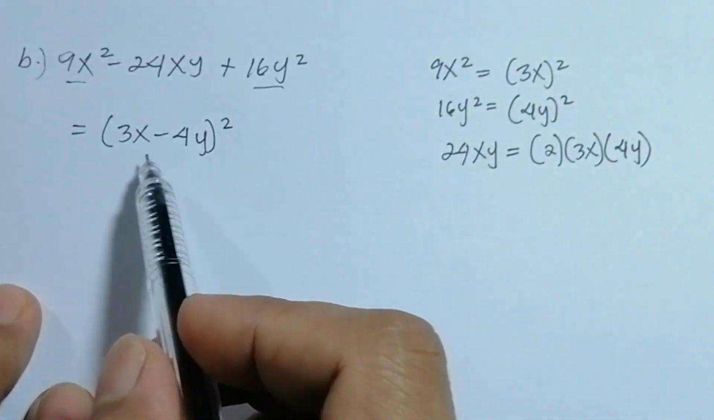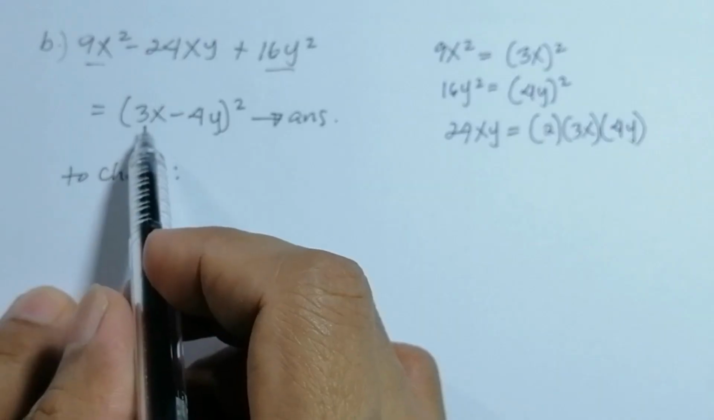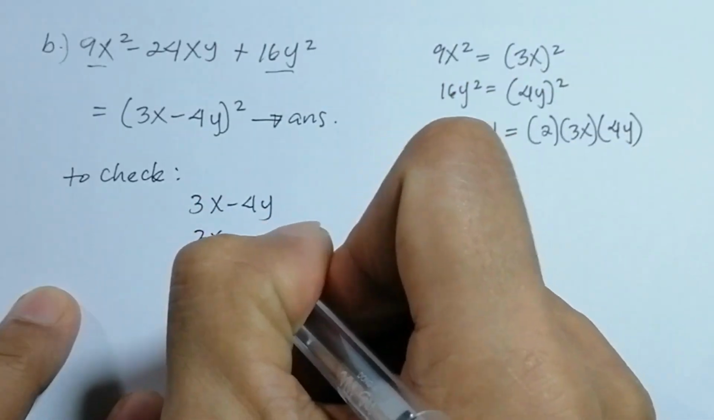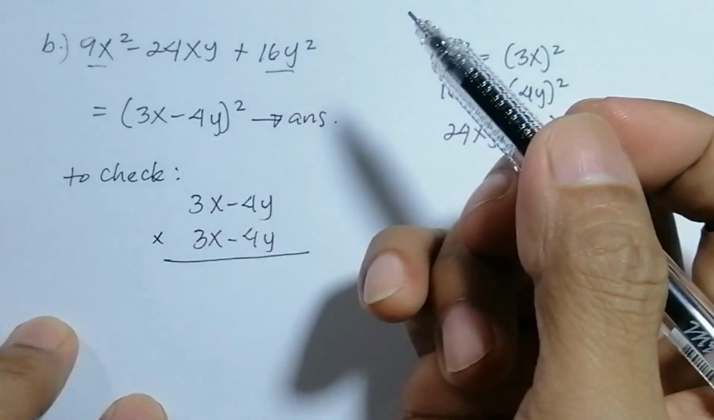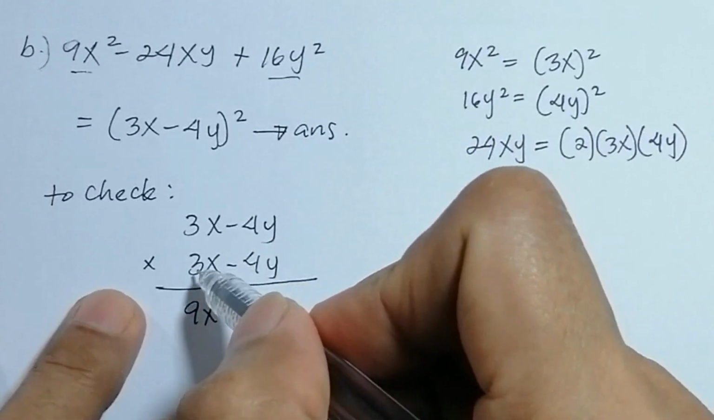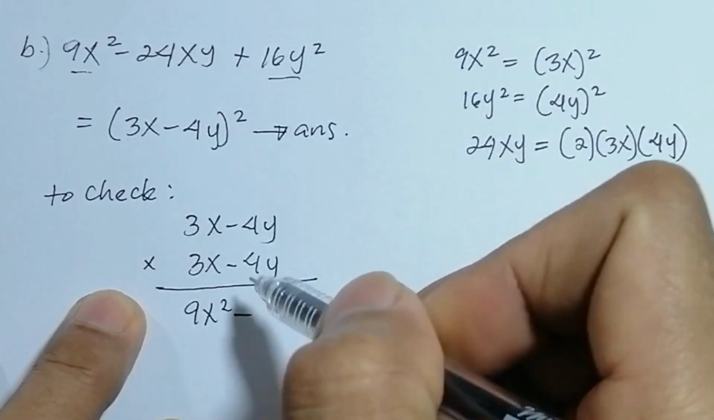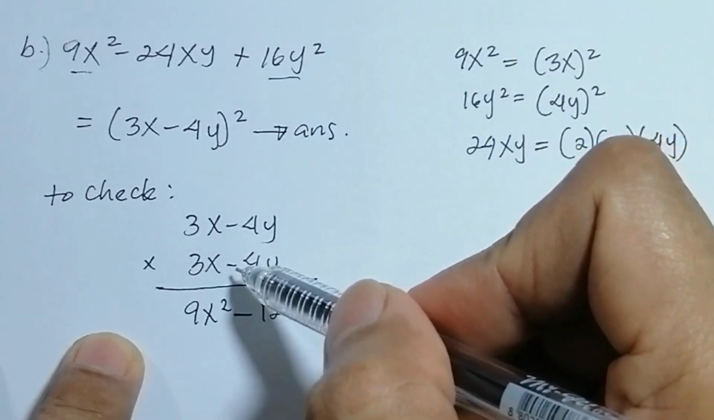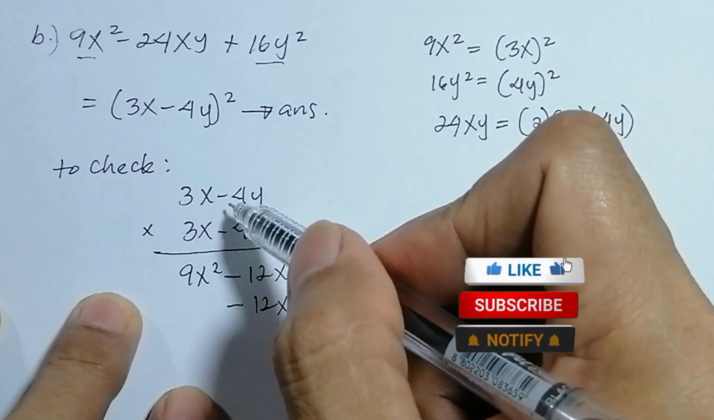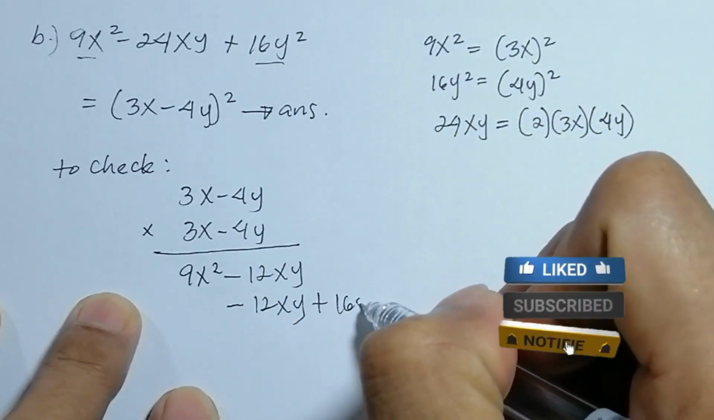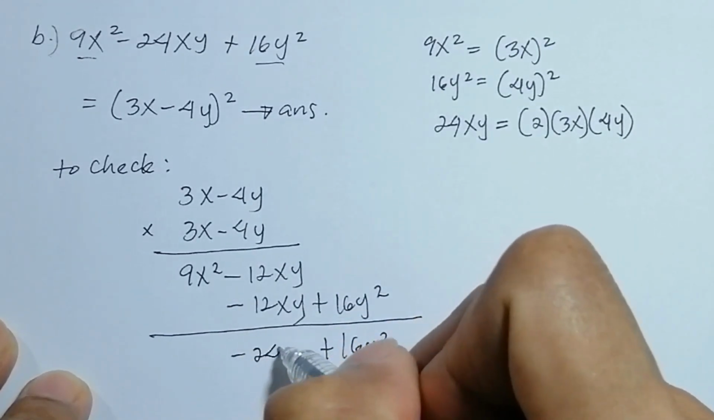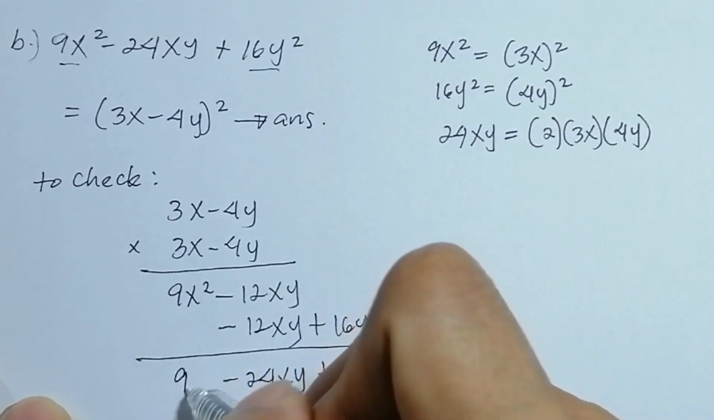Now to check if our answer is correct, we multiply 3x minus 4y by itself. 3x minus 4y, 3x minus 4y. 3x times 3x is 9x squared. Then 3x times negative 4y is negative 12xy. And the same, negative 4y times 3x is negative 12xy. And negative 4y times negative 4y is positive 16y squared. So we have 16y squared, negative 24xy, and bring down the 9x squared.